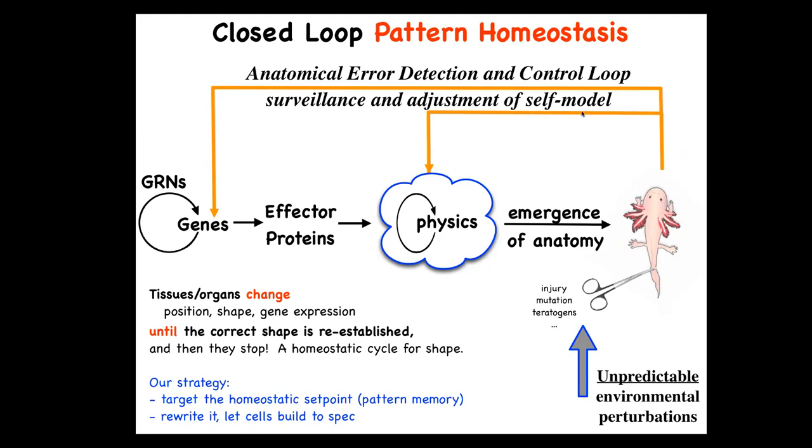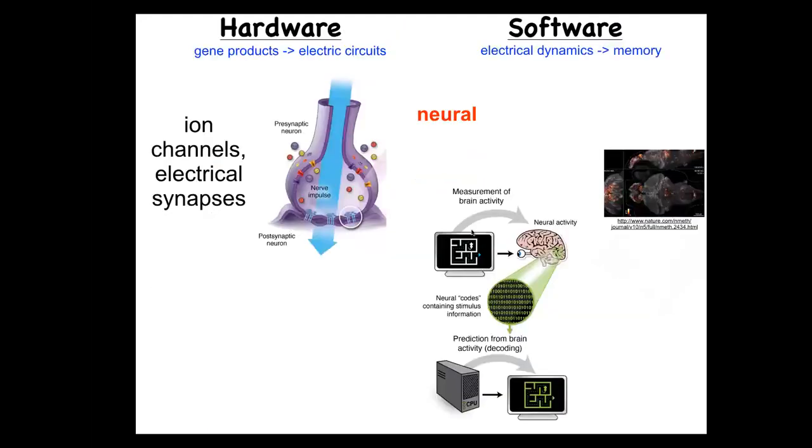So in trying to understand, okay, where is this set point going to be stored? How can all of this work? We took a cue from the brain. In the brain, we know that brains are goal-seeking systems. There's this network where the hardware is formed from ion channels that set voltage gradients. These voltage gradients communicate or not information to their neighbors through these electrical synapses known as gap junctions. And so that's the hardware.